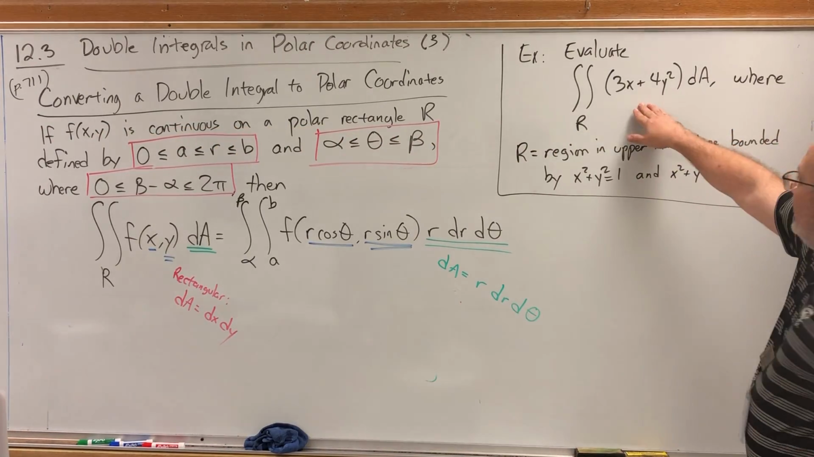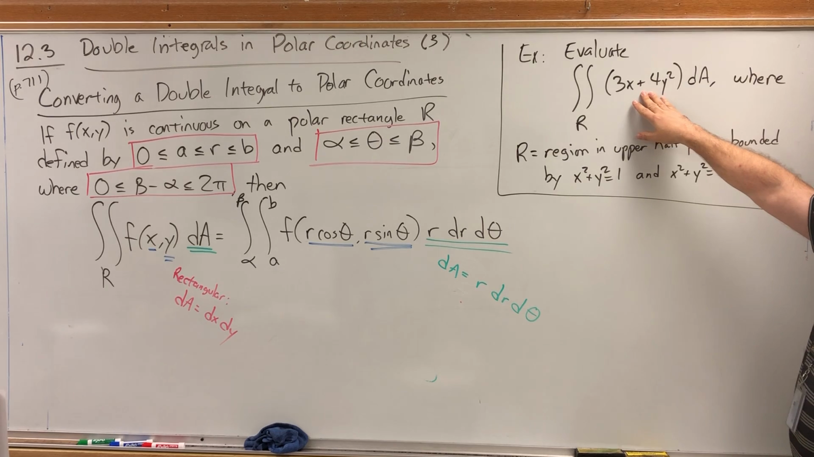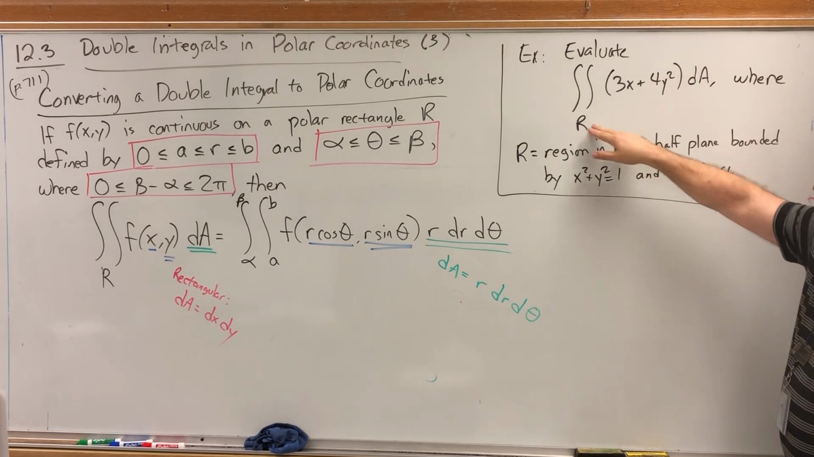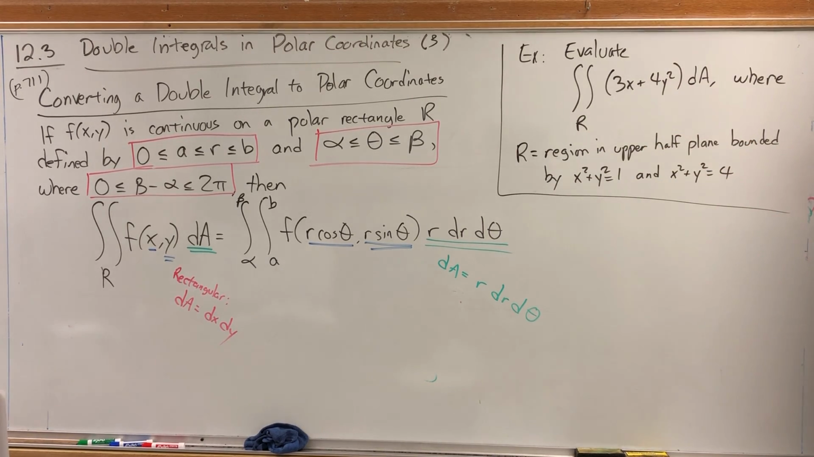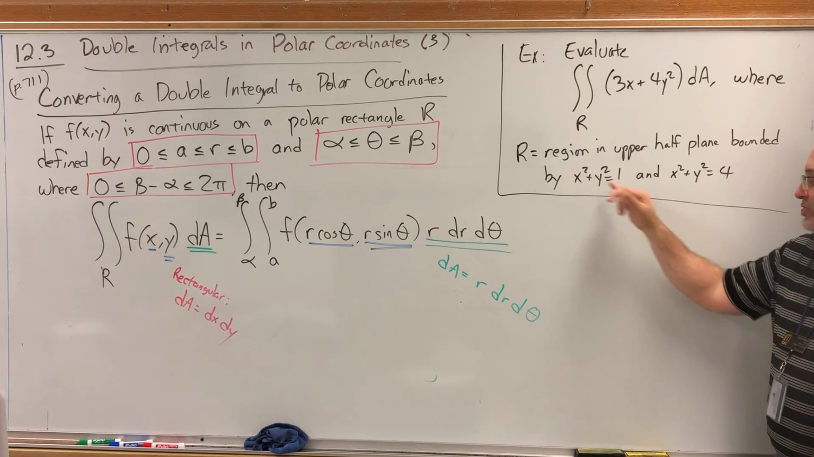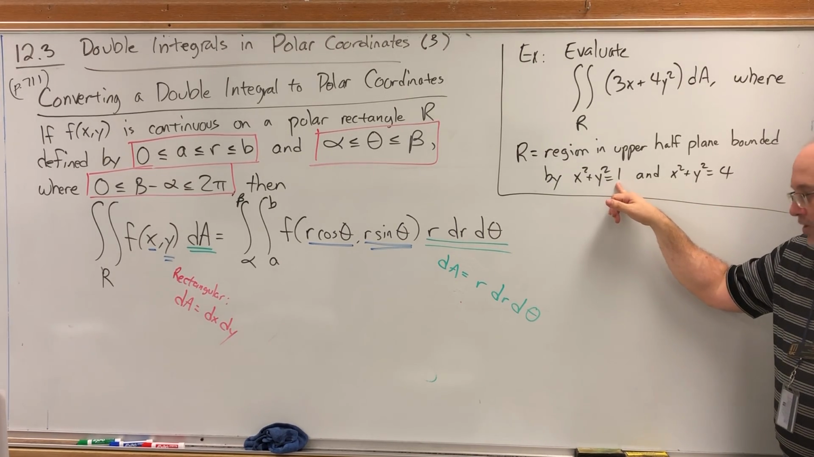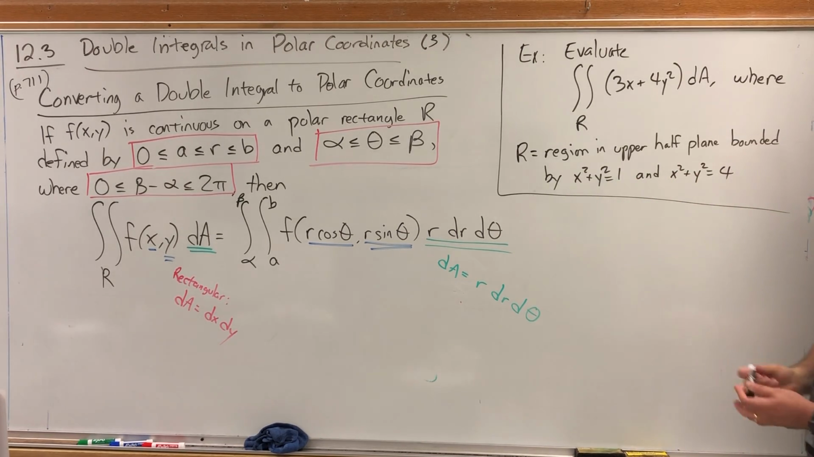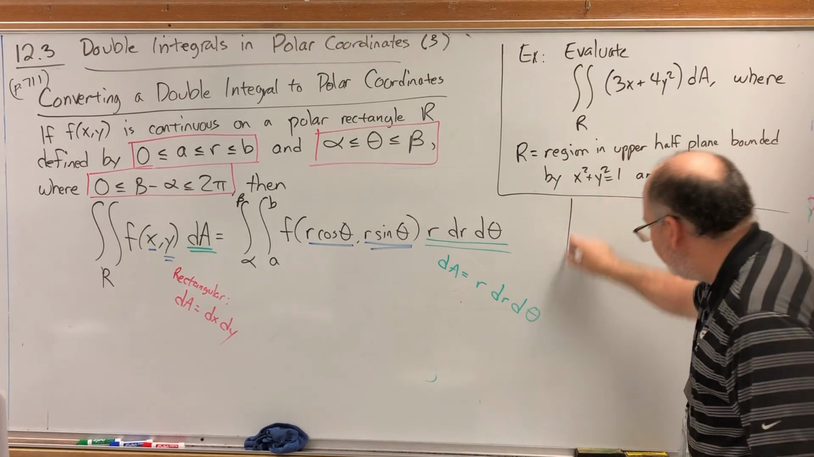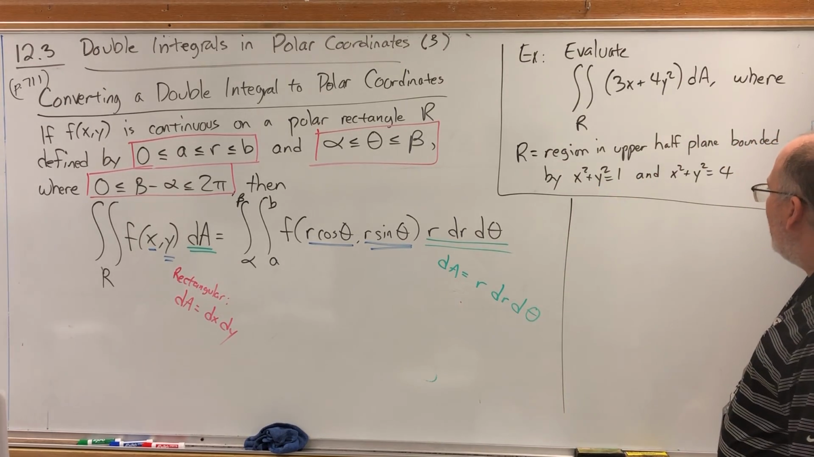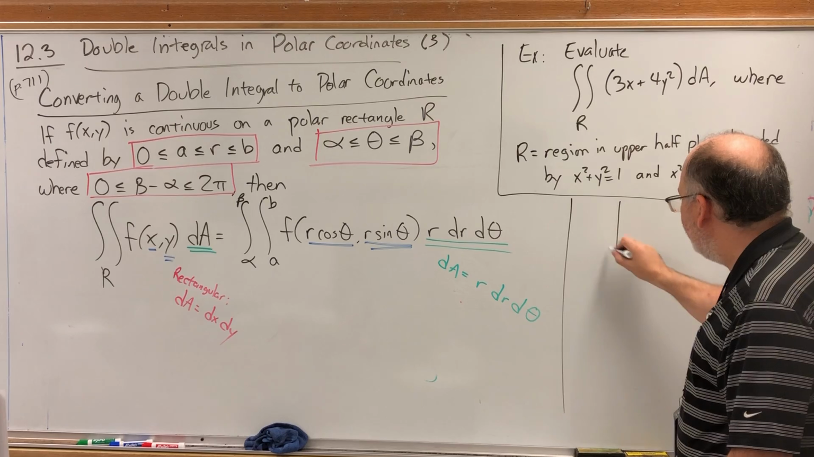We're going to evaluate this double integral, 3x plus 4y squared dA, over a region. And the region is defined to be the upper half of the plane bounded by the equations x squared plus y squared equals 1 and x squared plus y squared equals 4. You should recognize both of these as circles, both centered at the origin, this one with a radius of 1, this one with a radius of 2. So let's see if we can get this integral set up first by seeing what our limits of integration will be.